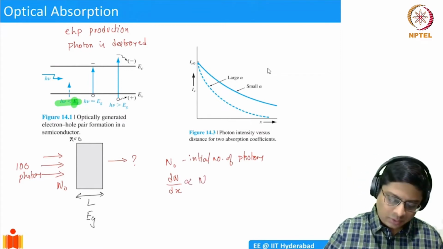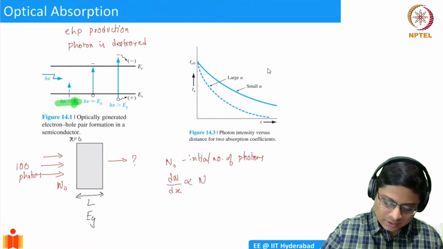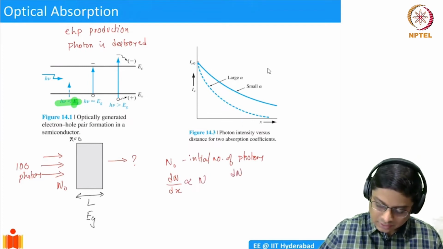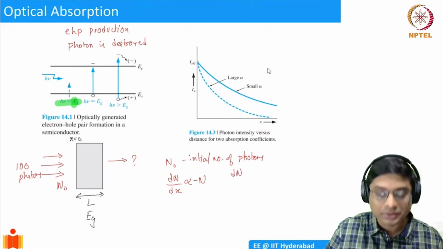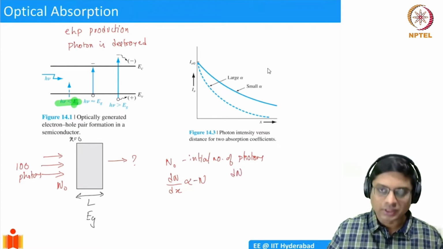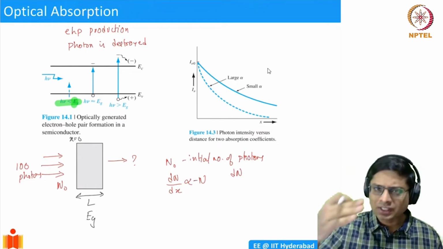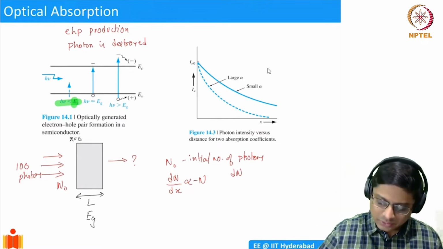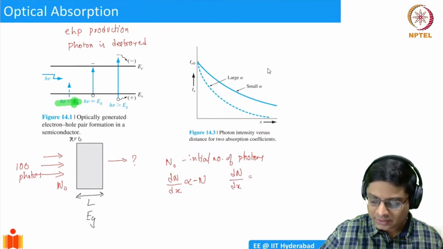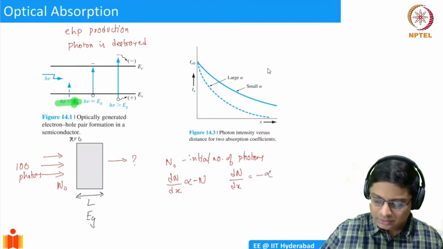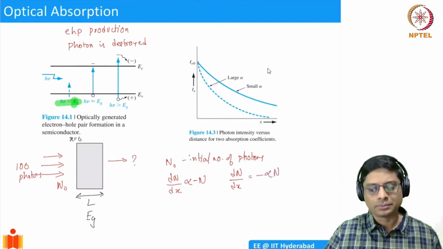So therefore, what we do is we say that dN, and well, the number of photons reduces, so there should be a minus sign here, okay? It should be proportional to minus of N. So as the number of photons is larger, the greater number of photons will be reduced, right? So for dN by dx we will introduce a constant of proportionality and call it alpha. So dN by dx is equal to minus alpha times N.